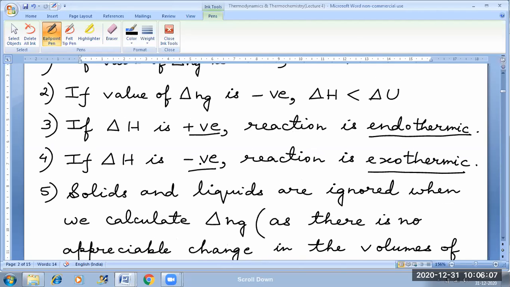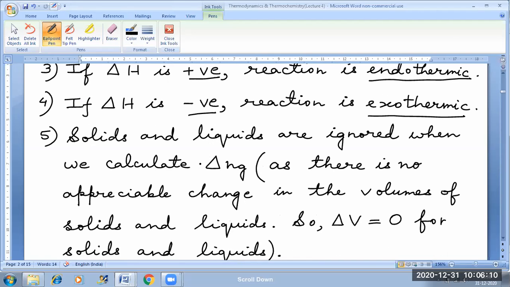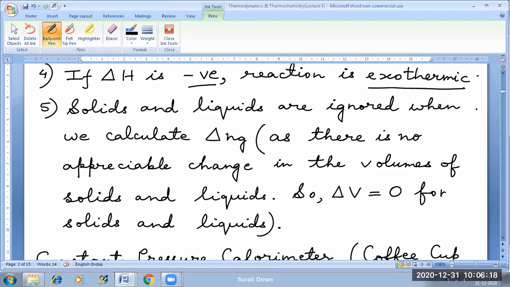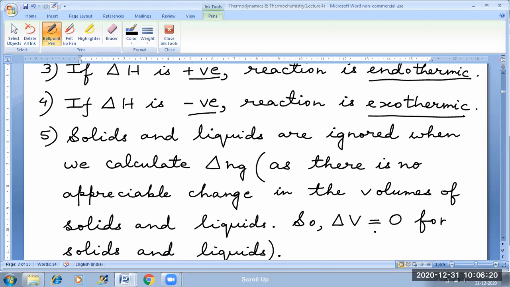And fifth point I told you, solids and liquids are ignored because there is no appreciable change in the volumes of solids and liquids. So delta V is taken as 0 for solids and liquids. So we don't use any solid or liquid for calculation of delta V or delta G, because the volume of any solid changes by a negligible amount. Similarly, the volume of any liquid also changes by a small amount. So we can ignore it for calculations.